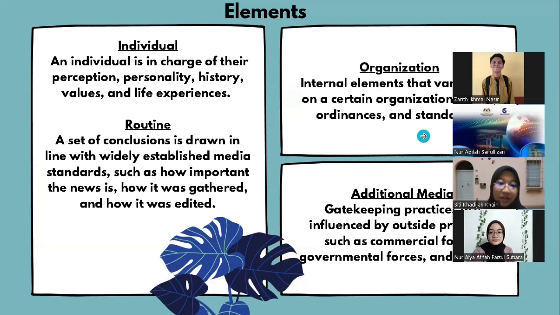And the last one is extra-media. Gatekeeping practices are influenced by outside pressures such as commercial forces, governmental forces, and so forth. What is published is heavily influenced by a variety of parties, including sponsors, advertising, governments, and other businesses having a stake in the media.